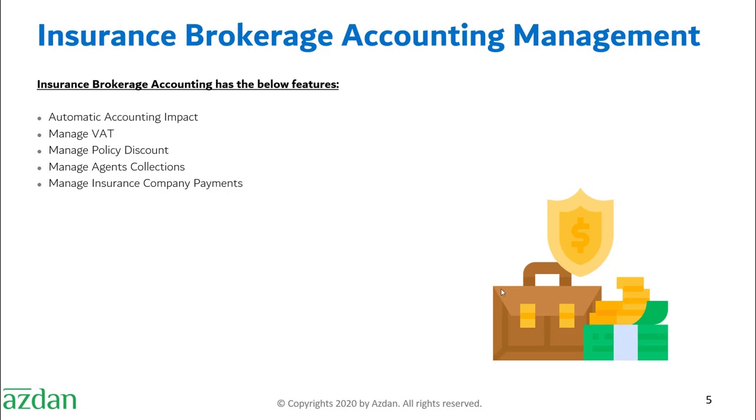Insurance brokerage accounting management. We will have automated accounting impacts that will hit the accounts receivable and accounts payable at once the policy is created. Also manage the VAT once we enter the gross amount of the policy. Also manage policy discounts, manage all the agents' collection, and manage insurance company payments as well.